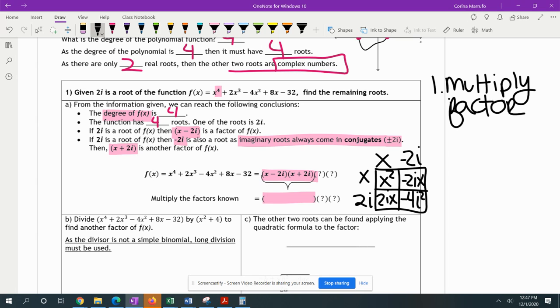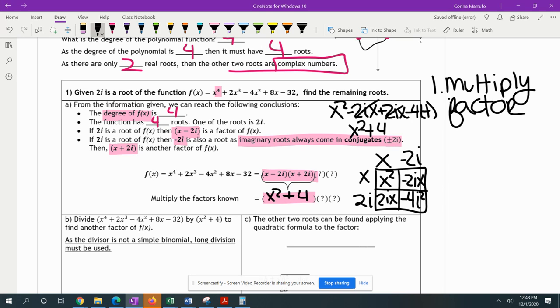Okay, so when I rewrite this, I'm going to write it up here. x squared minus 2ix plus 2ix minus 4i squared. And remember, whenever you see an i squared, you have to rewrite that as a negative 1. Well, these two cancel each other out. They're equal to 0 when you add them together. So we get x squared, negative 4 times negative 1 gives me plus 4. So here we got x squared plus 4.